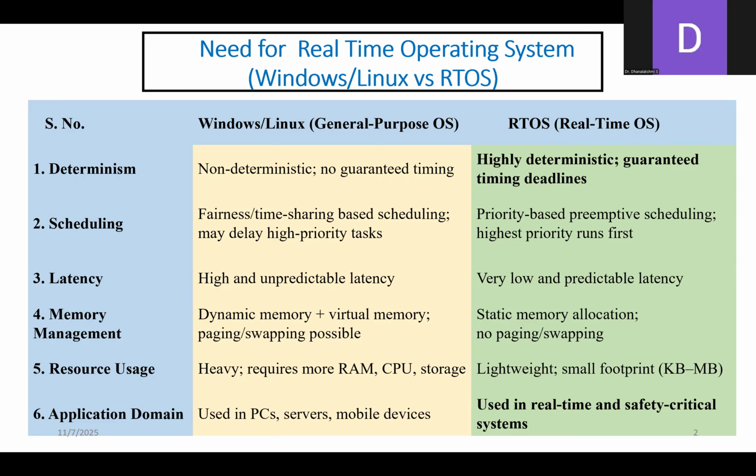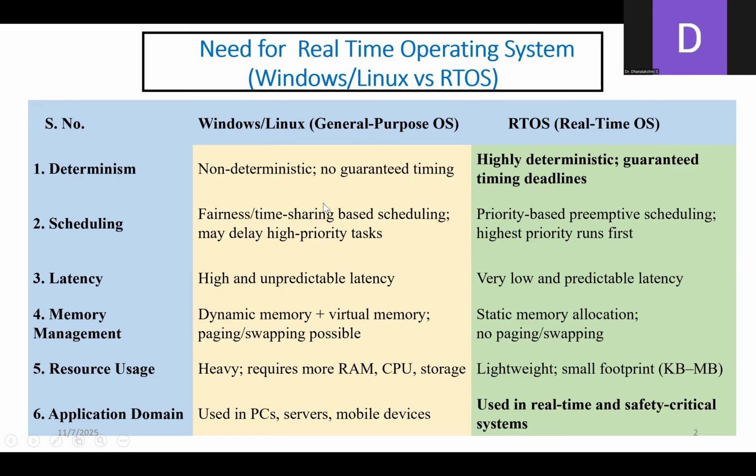So that's why we need an RTOS, which means we need deterministic and predictable timing for our OS. When you talk about Windows or Linux-based general purpose OS, they are not deterministic and there is no guaranteed timing for them. Whereas real-time operating systems are highly deterministic and they guarantee their timing deadlines.